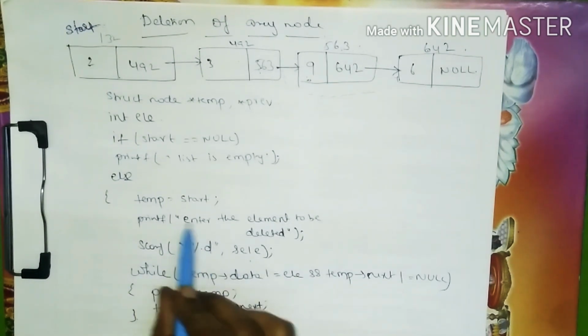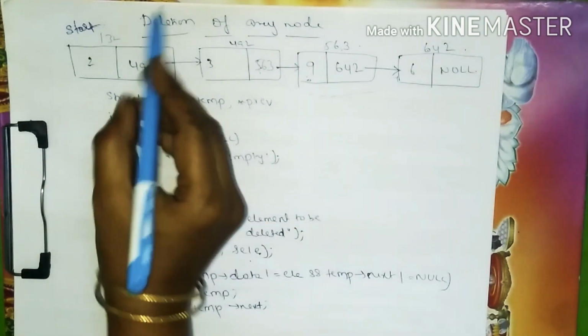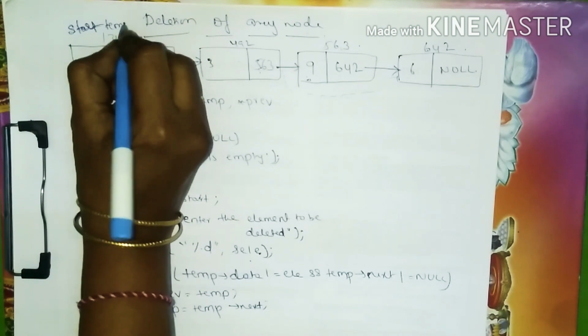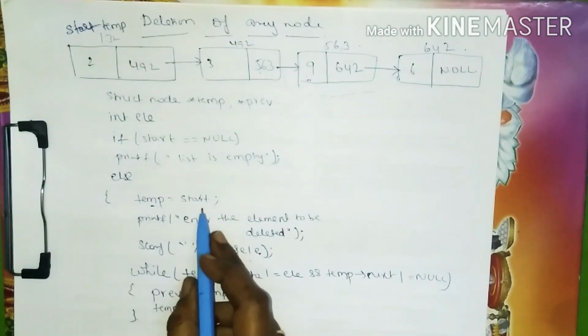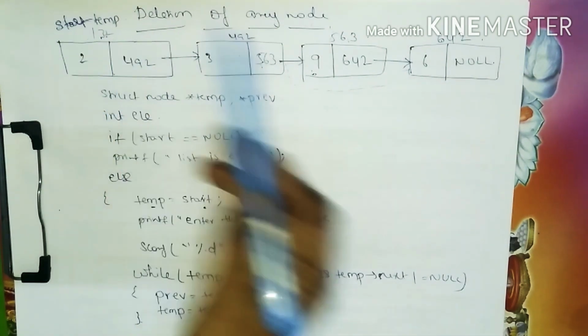Okay, now let us see. Now I have given here the value as 9. Temp is equal to start. Temp will store the address 132. So now temp will contain the start address, that is 132.